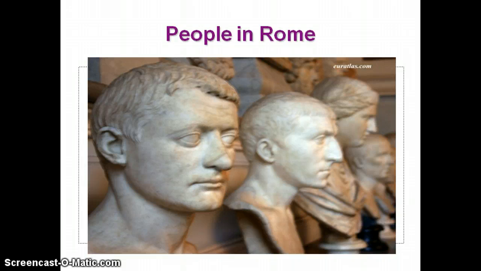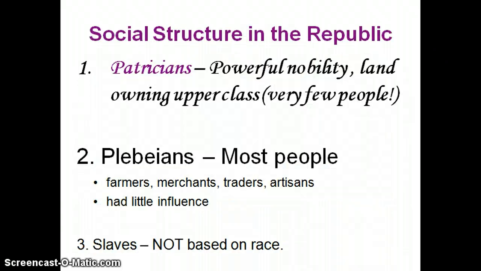Who were the people of Rome? We're going to talk about the different categories of people who lived in ancient Rome. Rome had a fairly strict social structure. During the Republic period and later during the Empire, it was pretty much the same. The first group were the patricians. They are at the top in your People in Rome section, the first people on your note sheet. And they were powerful nobility. They owned land and they were upper class, and there were not very many of them.